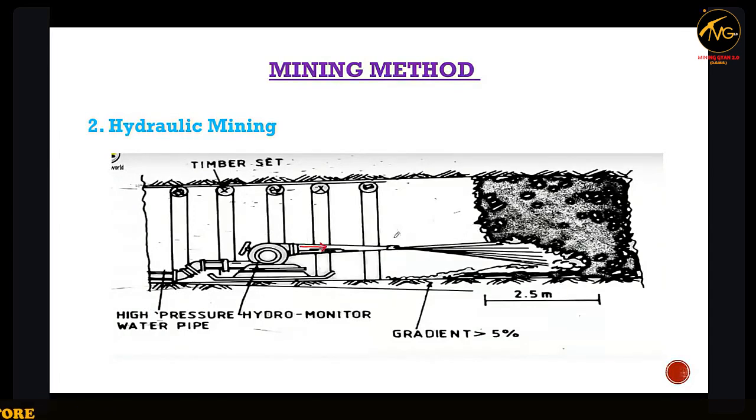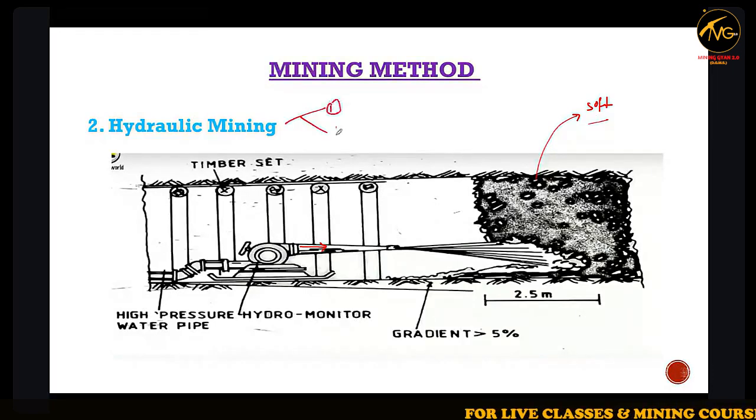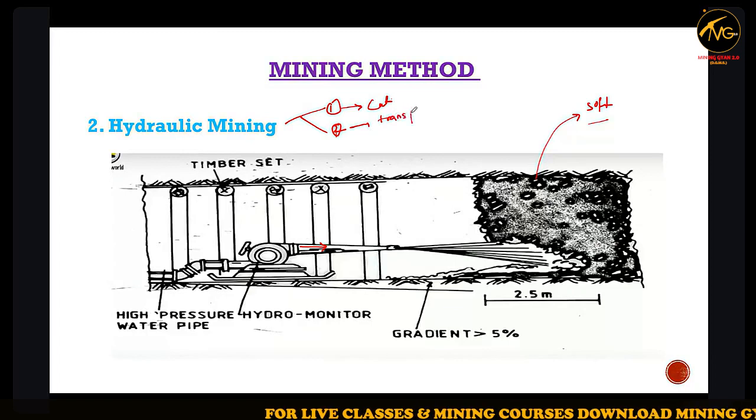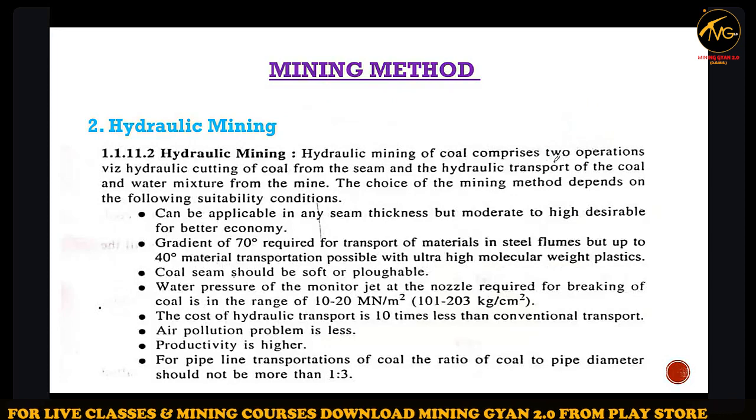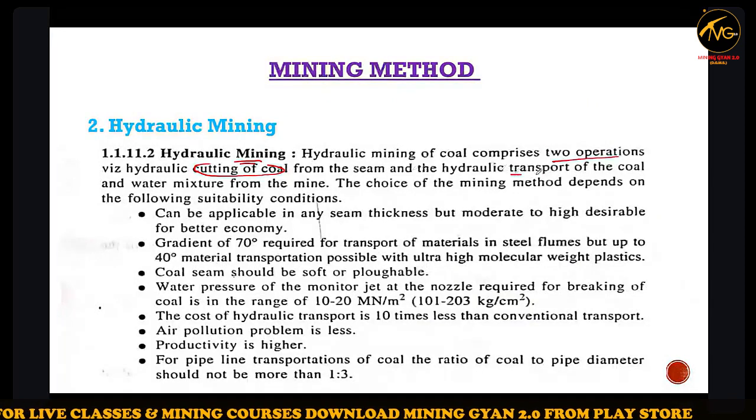सो हाइड्रोलिक माइनिंग में क्या होता है, एक जेट होता है जो हाई प्रेशर देता है जिससे हम कोल को तोड़ते हैं। उसके लिए क्या होना चाहिए, coal should be soft, high pressure jet. एंड इसमें क्या होता है हाइड्रोलिक माइनिंग में, two things going on. First, cutting of the coal, then transport. Okay, transport of the coal. तो यहाँ पे देखते हैं hydraulic mining comprises of the two operations, first cutting of the coal and transportation of the coal.